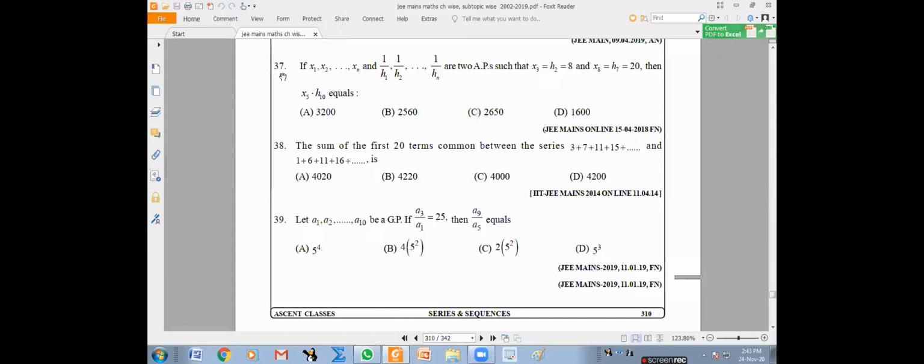Somebody asked for 38, right? Whenever you take any two APs, forever infinite series, I don't know whether the common terms will be there or not. That I cannot say. But if there is one common term, there will be further common terms. And if you observe them carefully, the common difference of the new AP will be the LCM of the two common differences here.